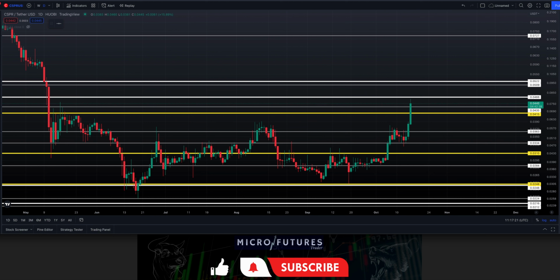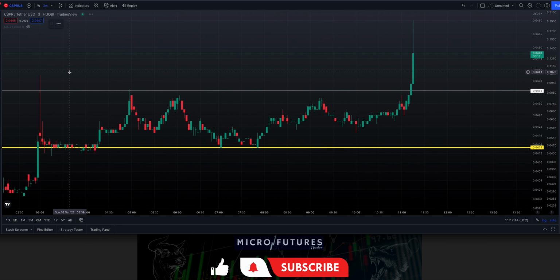So that's my thoughts. This is Casper Labs, CSPR/USDT, Casper/Tether. This is a daily chart. Those are my levels that I'm looking for as this thing pumps here. Up 16.41%. Not too bad. Let's go to the 3-minute chart real quick.